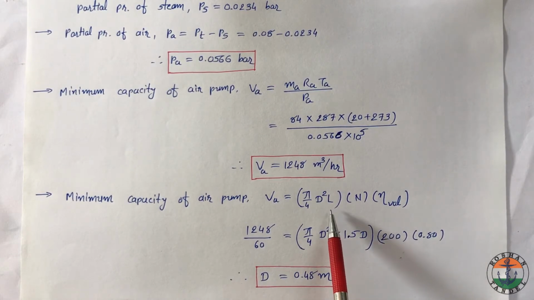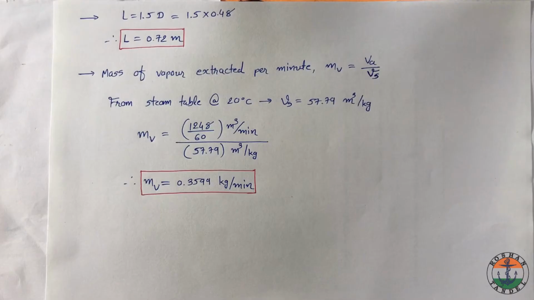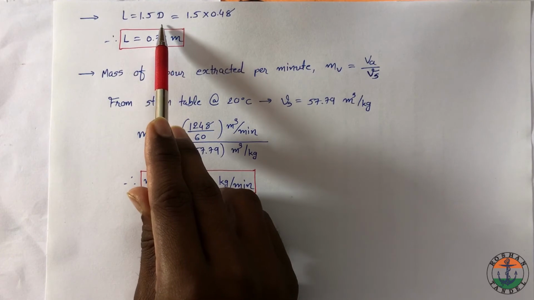Here L by D is given as 3 by 2. So you can take L equal to 1.5 D and find the value of diameter, which comes out to be 0.48 meter. Now you can easily find the length of the reciprocating air pump, which is equal to 1.5 D.